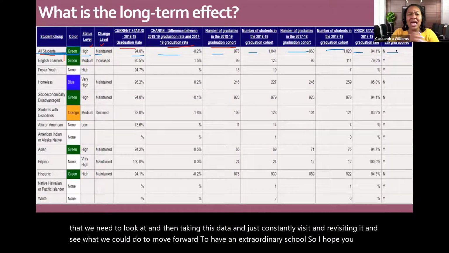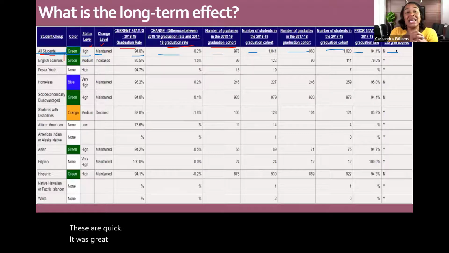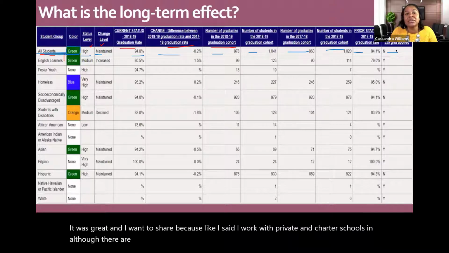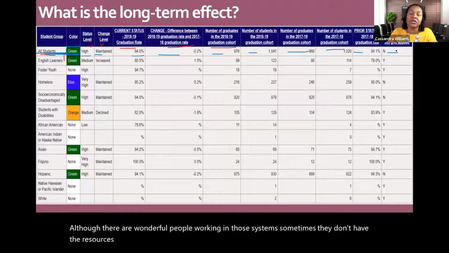This is a quick presentation that I thought was great and I want to share because, like I said, I work with private and charter schools, and although there are wonderful people working in those systems, sometimes they don't have the resources necessary for these big research school districts, and we have to make a need ourselves.